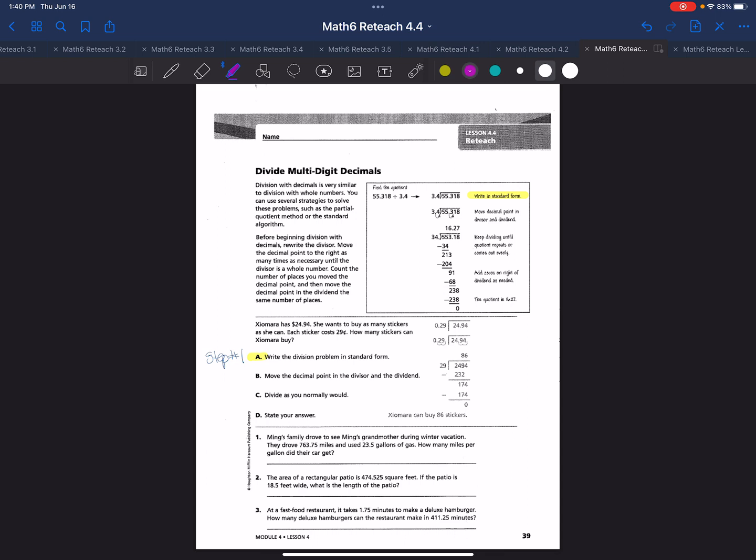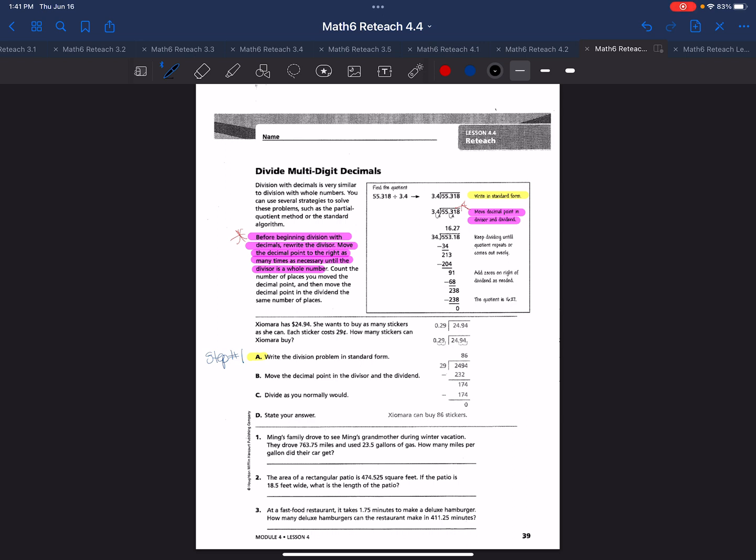Step 2 states move the decimal point on the divisor and the dividend. So before beginning division with decimals, we have to rewrite the divisor. And we rewrite the divisor by moving the decimal point to the right as many times as necessary until the divisor is a whole number. So in this example here, you can see that we have 3 and 4/10. Because it's 4/10, I'm moving the decimal over just one place.